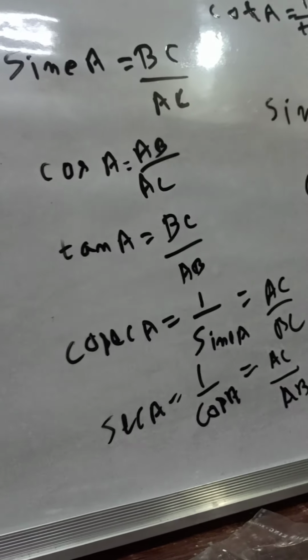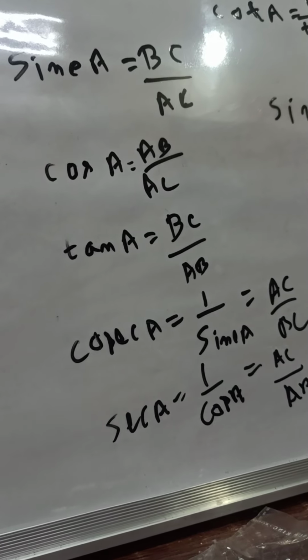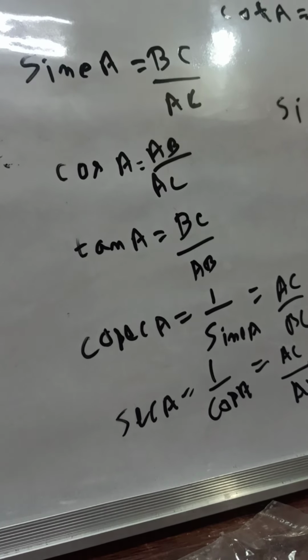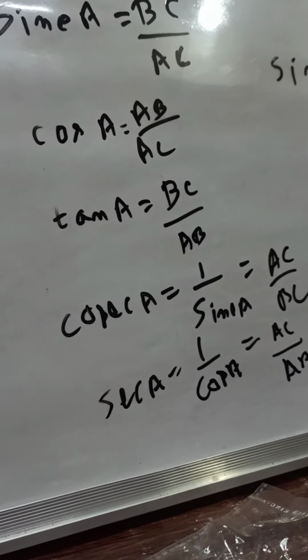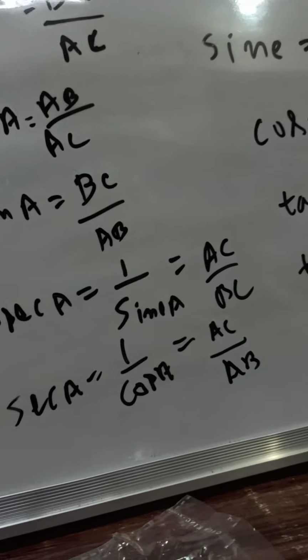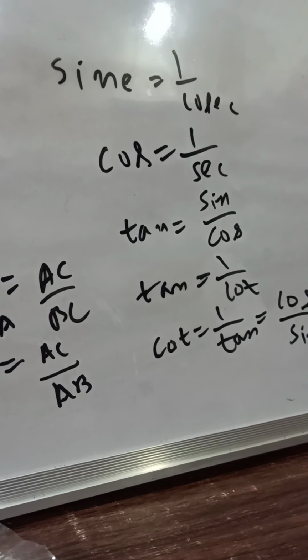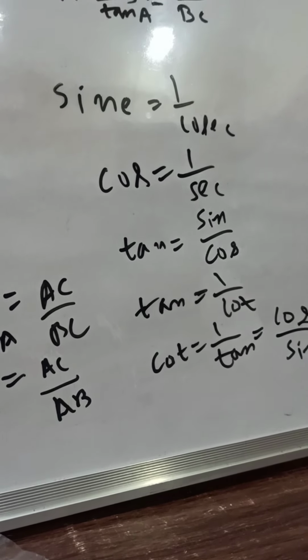From three things, sin, cos and tan, you can get everything. Sin by cos is equal to tan, so you can get it. BC by AC into AC by AB, so you will get tan. If you cannot understand anything, just tell me, I will explain you again. Okay, then next formula, we will go to the main formula.